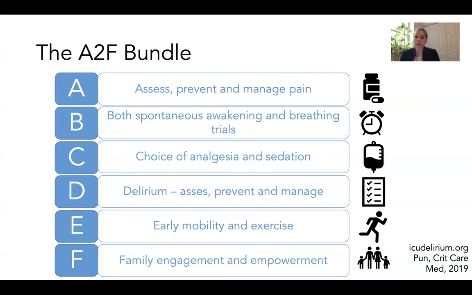But in general, for the ABCDEF bundle, using this on a daily basis for eligible patients is associated with a lower likelihood of numerous outcomes, including death, continued mechanical ventilation, coma, delirium, use of physical restraints, ICU readmission, and discharge to a facility other than home. So this is key for you to use in your intensive care unit.